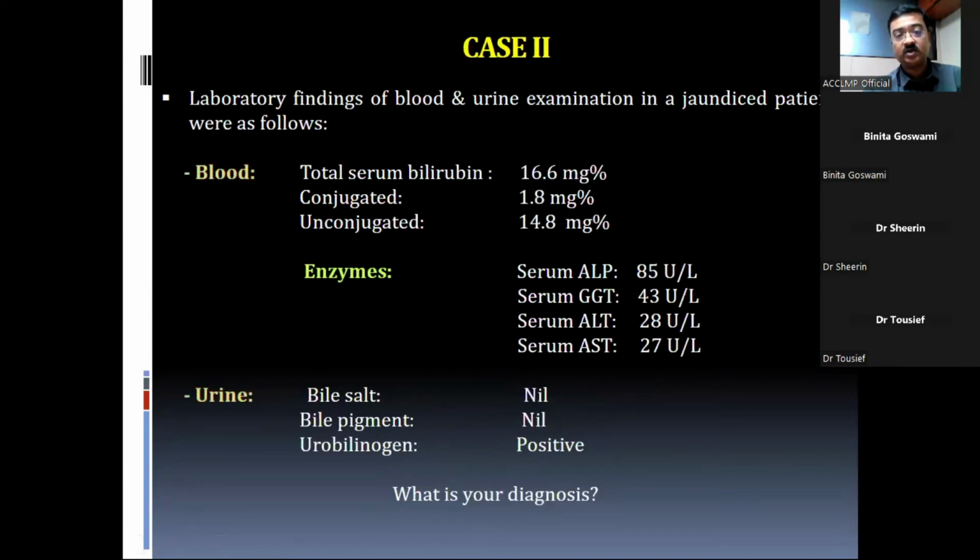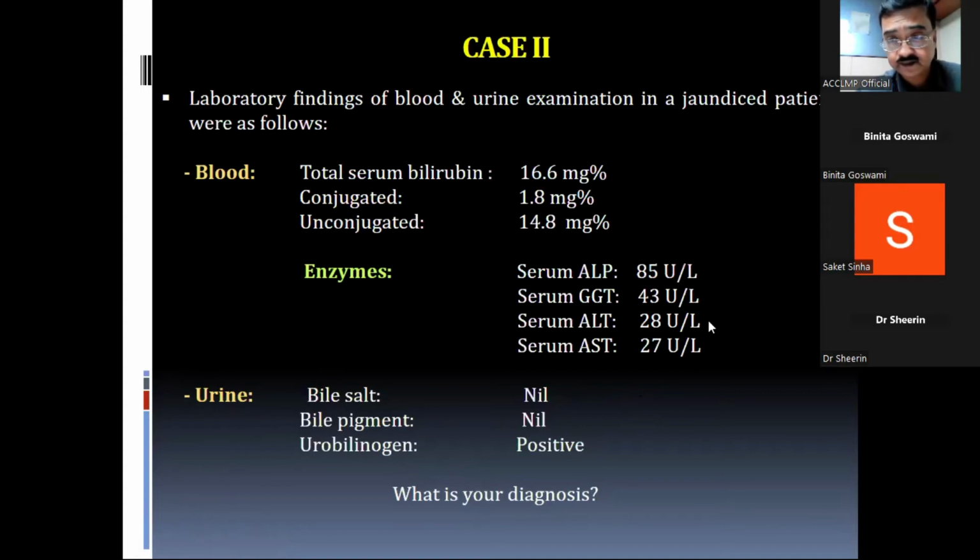Secondly, this is what you find: mostly unconjugated bilirubin. All the enzymes are normal. Urobilinogen is still positive. So this kind of condition is a simple case. I don't think anybody would like to answer on that. So please, if you want. Pre-hepatic jaundice. Yeah, pre-hepatic or hemolytic. Yeah, this is hemolytic jaundice.